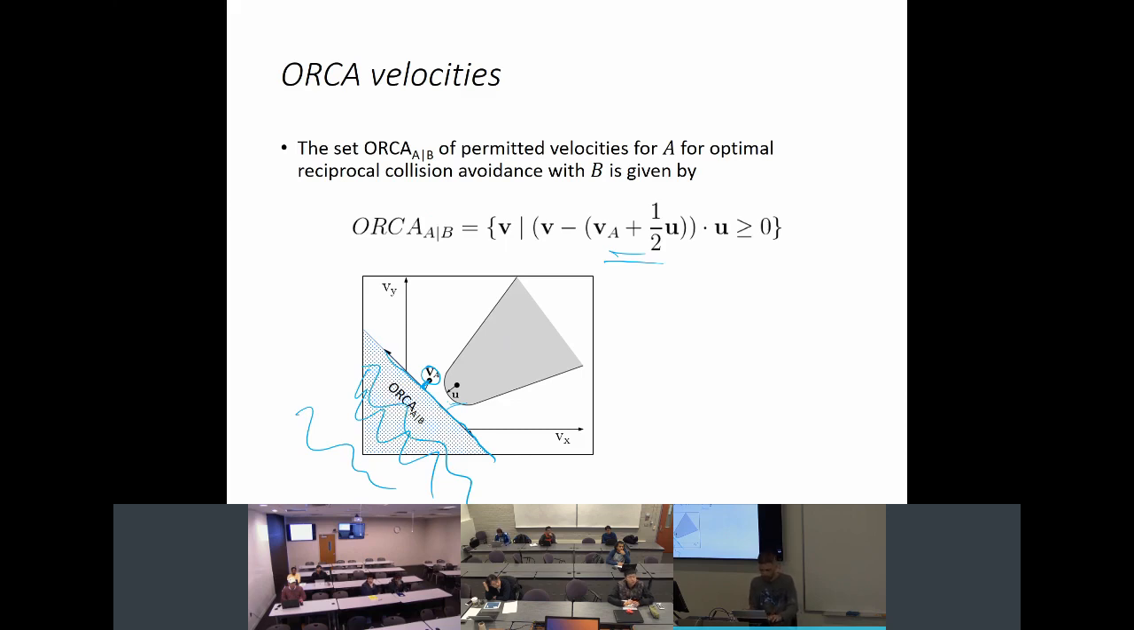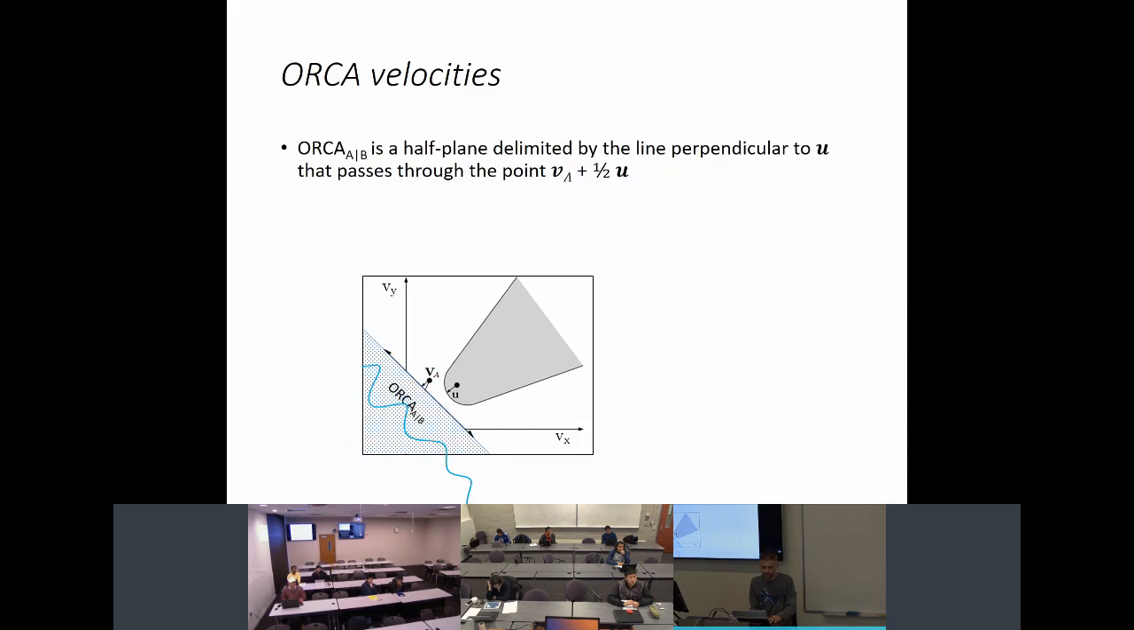And we'll get back to this. So the math over here basically tells you that exactly like this, all of the velocities that are to the left of that infinite straight line are the velocities that are permitted for agent A.